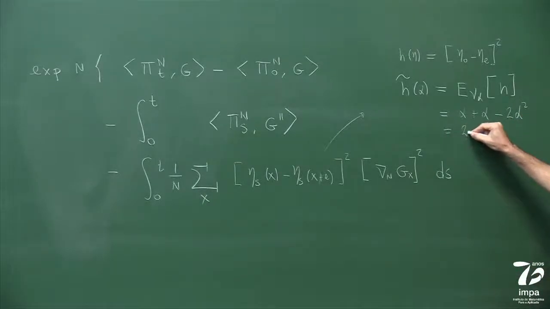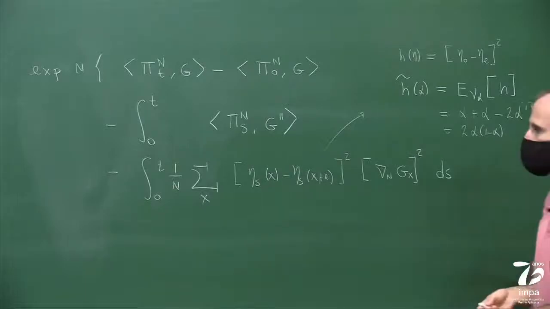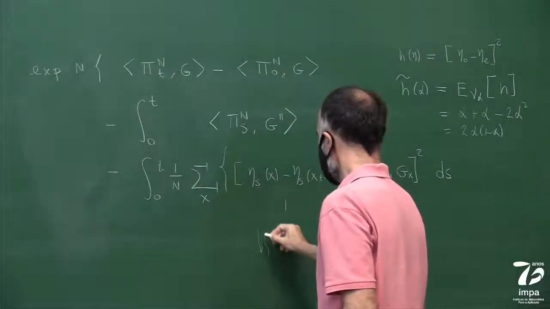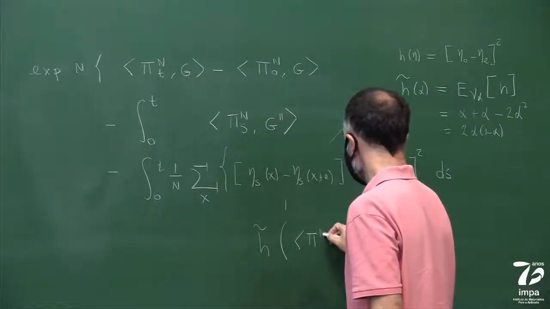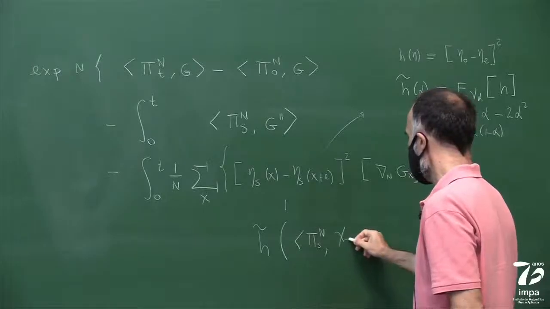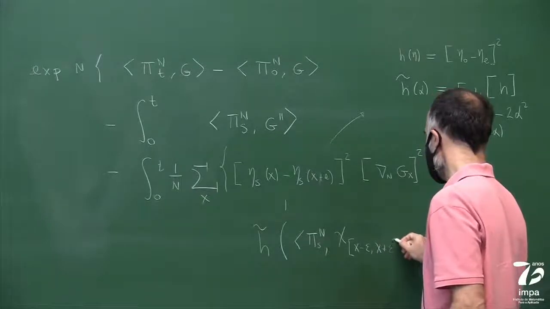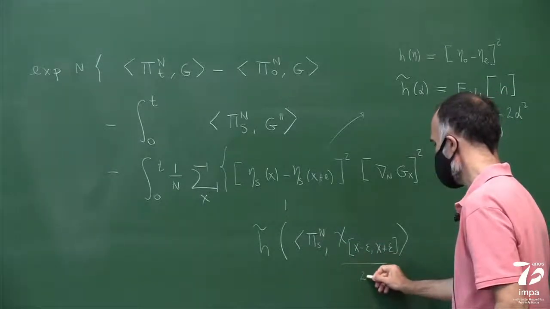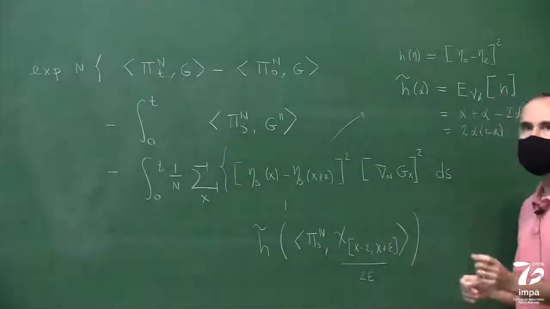So this is 2 alpha, 1 minus alpha. Okay, and this is my function h tilde. And so the idea was to say that if I compare this function with h tilde of the empirical measure computed at, so I take x minus epsilon, x plus epsilon, and divide that by 2 epsilon. Okay? So I'm taking here the empirical average of particles.